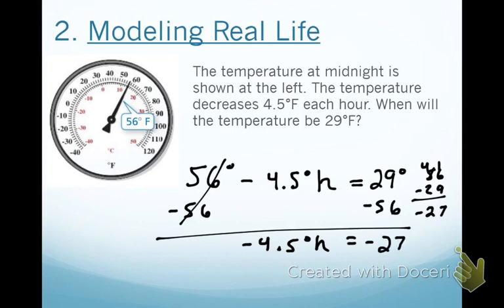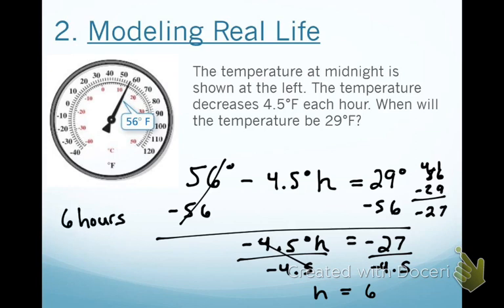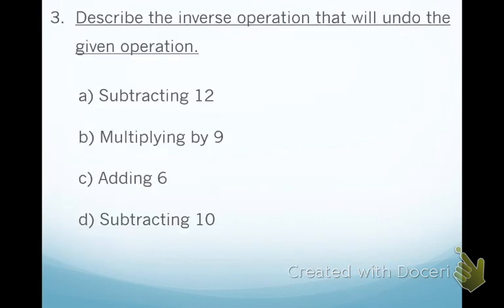Now you still want your h to be by itself, so I've got to get rid of this multiply by negative 4.5. The way that I do that is to divide by negative 4.5 on both sides. You're going to need your calculator again for this, but you can see h equals negative 27 divided by negative 4.5 is 6. So the question asked us, when will the temperature be 29 degrees? 6 hours later is the correct answer. And just go ahead and box in your answer.